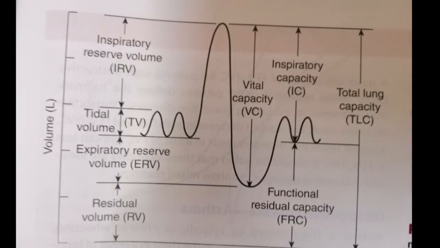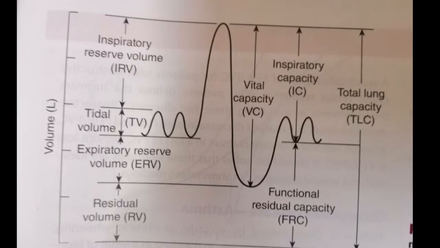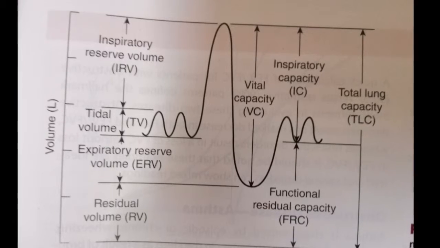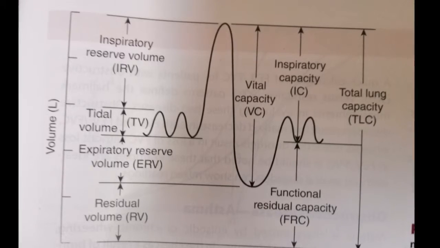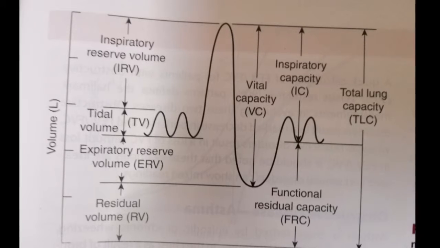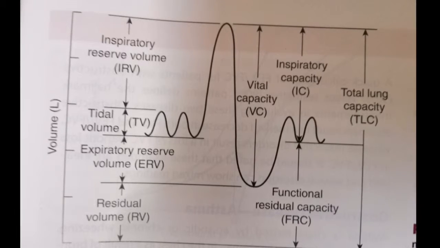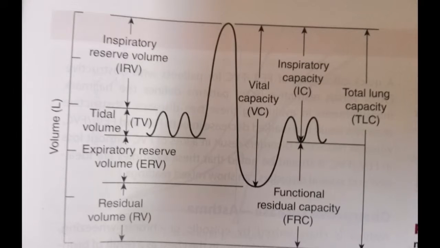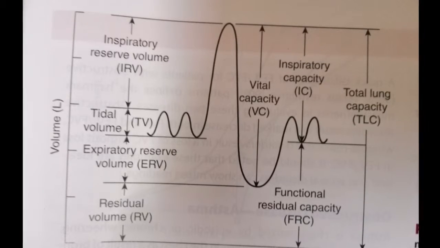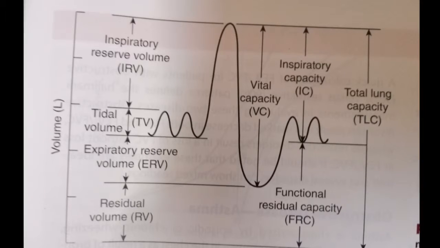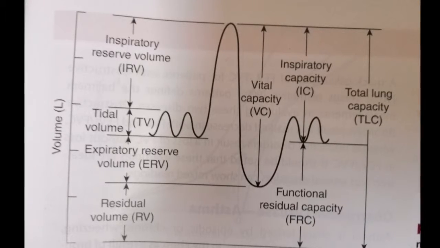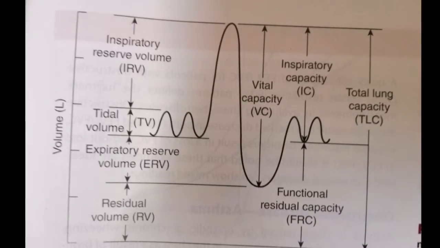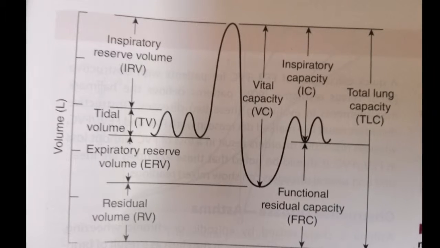The next one is the ERV, or the expiratory reserve volume, about 1,200 ml. It is also defined as the additional air that can be forcibly exhaled after the expiration of a normal tidal volume. Then the last one is the residual volume, about 1,200 ml. It is the volume of air still remaining in the lungs after the expiratory reserve volume is exhaled.